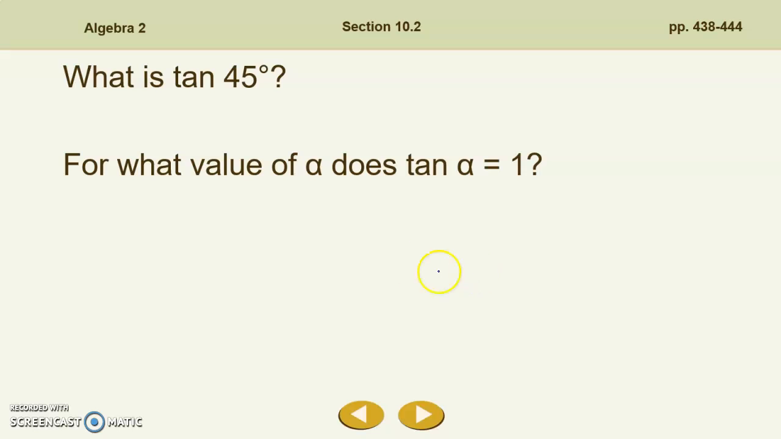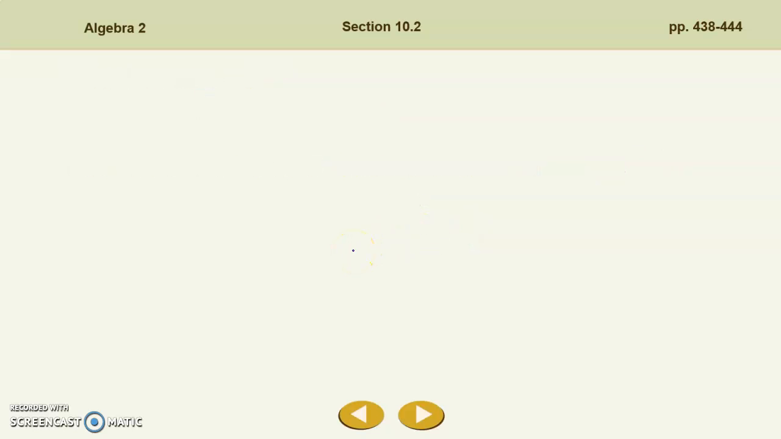All right, let's try a second one. What is tangent 45 degrees? Remember, tangent is the ratio between the side opposite the angle and the side adjacent to the angle. So what is the tangent of 45 degrees? 1. And then the inverse of that: for what value of alpha does tangent alpha equal 1? Plugging that into my calculator, I want to know what angle has a tangent ratio of 1. So we'll do inverse tangent 1, and we get that the angle is 45 degrees.